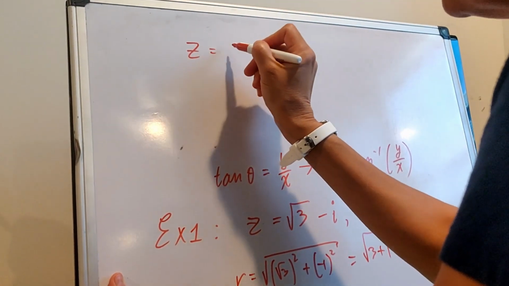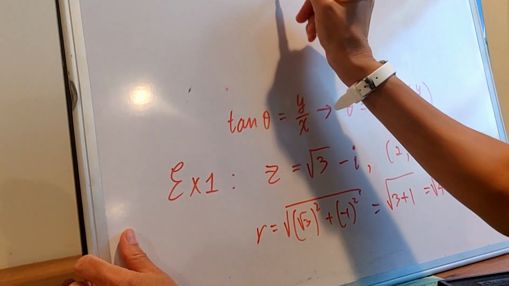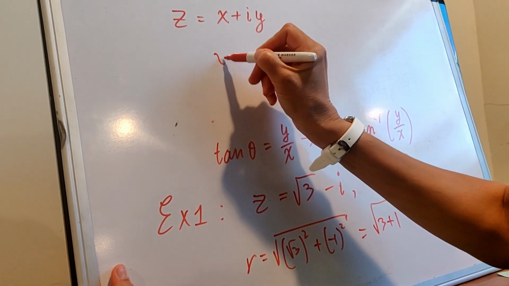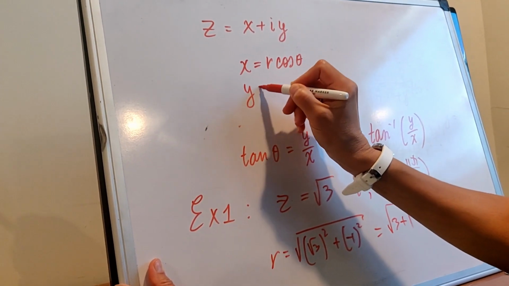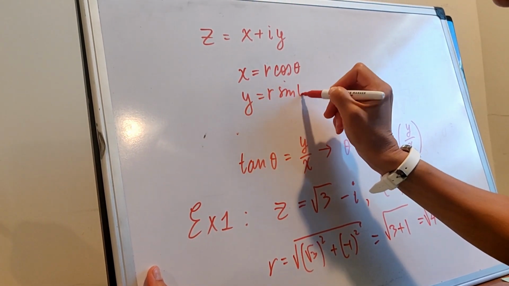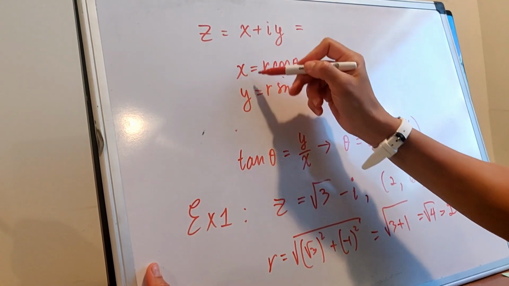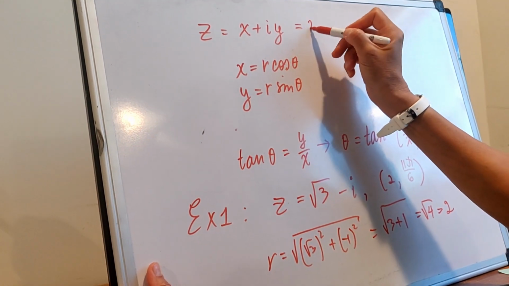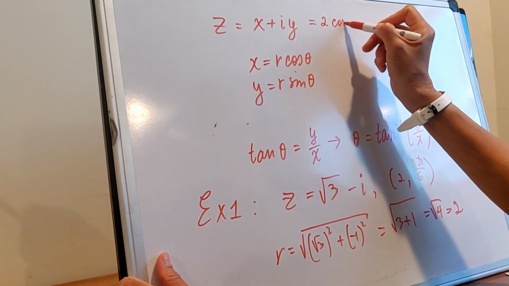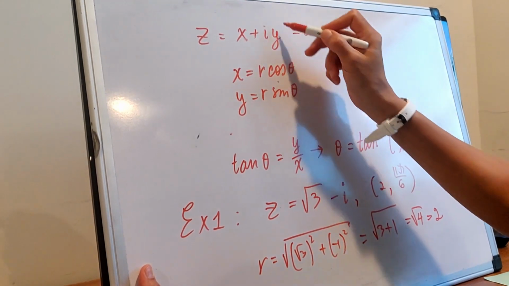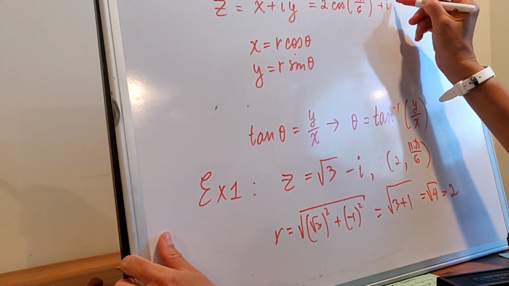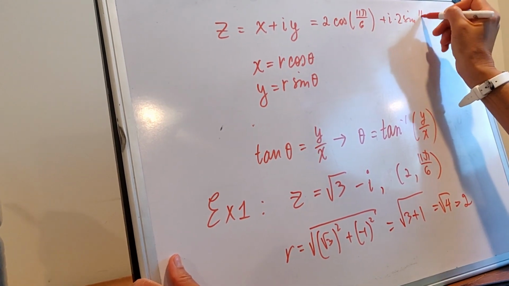A normal complex number looks like this: x plus yi. We do remember that x is r cosine of theta, right? And y is r sine of theta. So we're going to use the r we found and write down 2 cosine of theta, my theta is 11 pi over 6, right? Plus i, instead of y, I'm going to put r sine of theta, so it's 2 sine of 11 pi over 6.